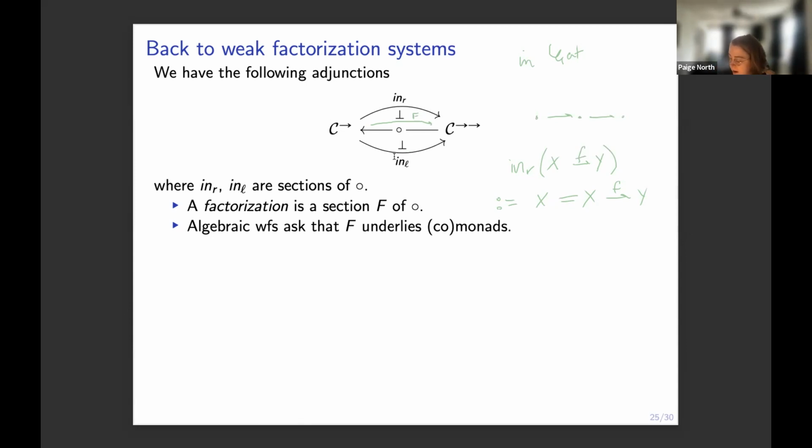in the sense that if we do F, and then I think here we have a projection that projects out the second arrow, and here, and this is left adjoint, I'm pretty sure, and this, we have a further right adjoint that projects out the first arrow. So when we talk about algebraic weak factorization systems, we're asking that this composition here underlie a monad, and that this composition here underlies a comonad. Okay.